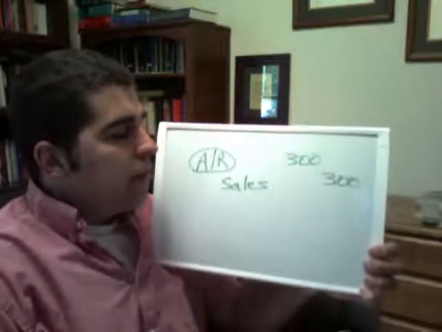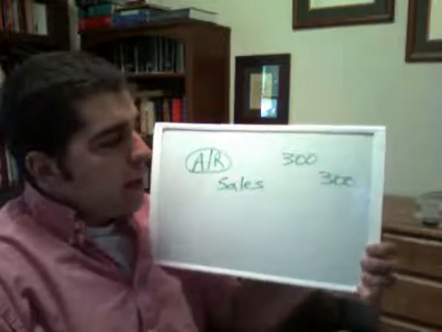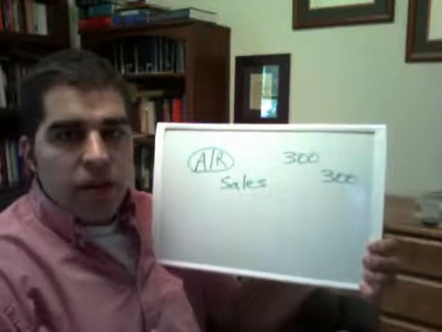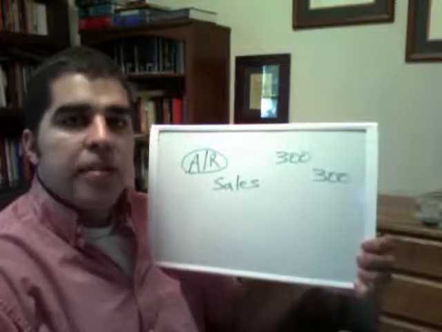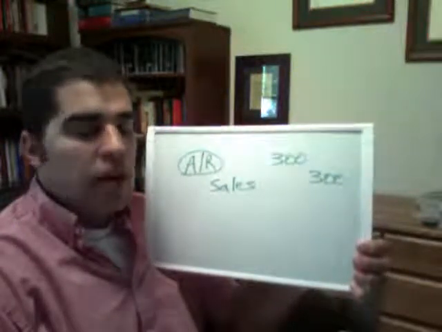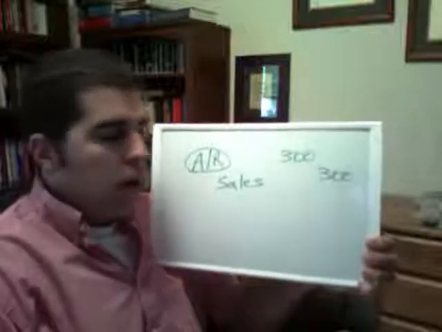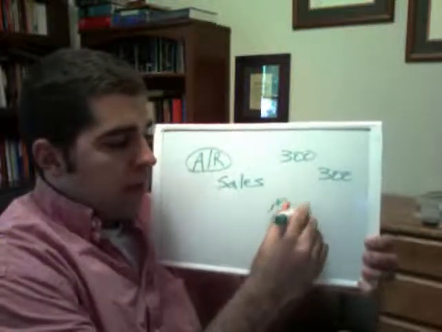Now, there's two methods for accounting for uncollectible accounts. The first one is a direct write-off method. The second one is the allowance method. We'll spend the most of the time on the allowance method because that is the correct GAAP way to do it. Why is it the correct GAAP way to do it? We get back to our matching concept.